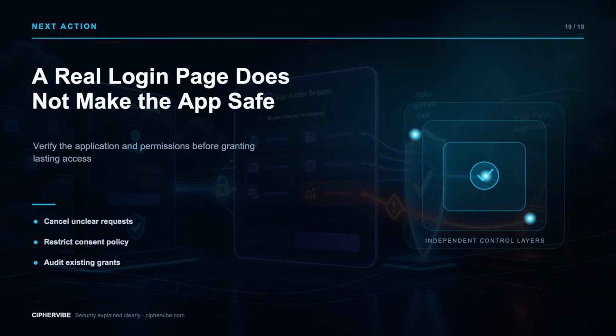Remember the rule: a real login page proves the identity provider, not the requesting application. Cancel unclear consent prompts. For defenders, restrict high-risk consent, inventory existing grants, and rehearse revocation.